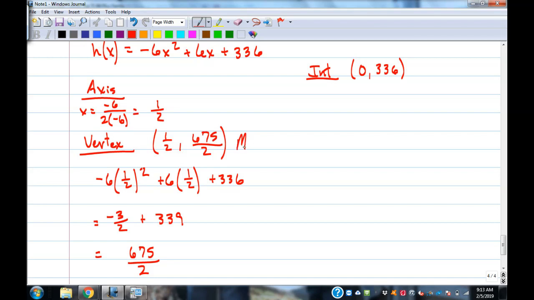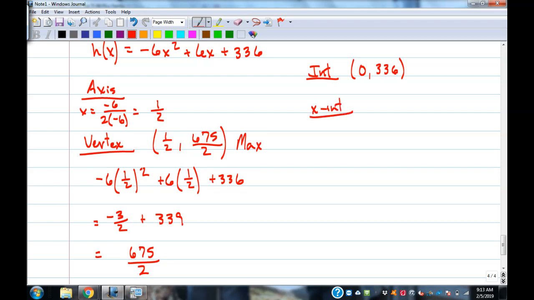Why is it a maximum? That's right. A is negative, so we know this thing opens like that. Okay. Now we've got the y-intercept. It's at (0, 336). Let's find the x-intercept or intercepts.